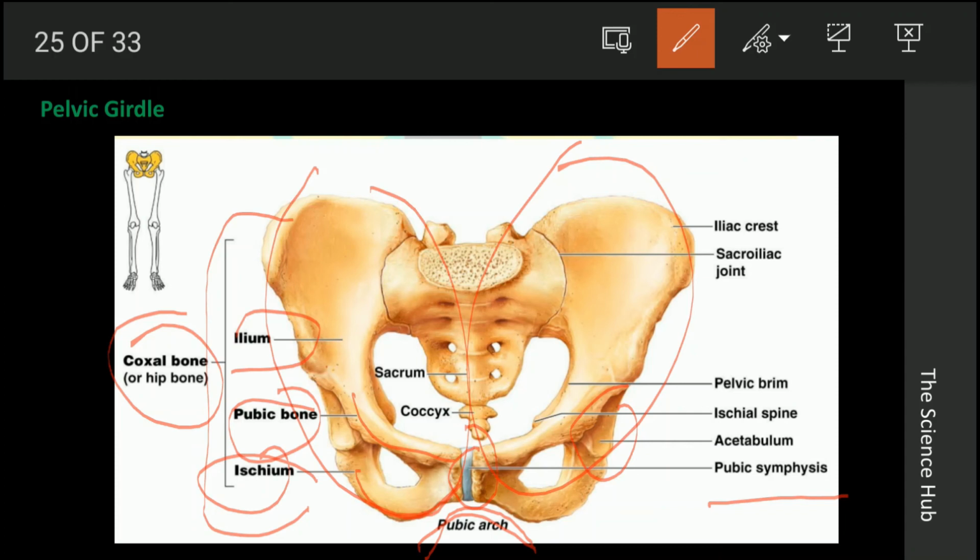And from the figure we can also see the sacrum and the coccyx bone. There are a total of 5 bones which fuse together and form the sacrum, and this small tail-like projection shows the coccyx bone.